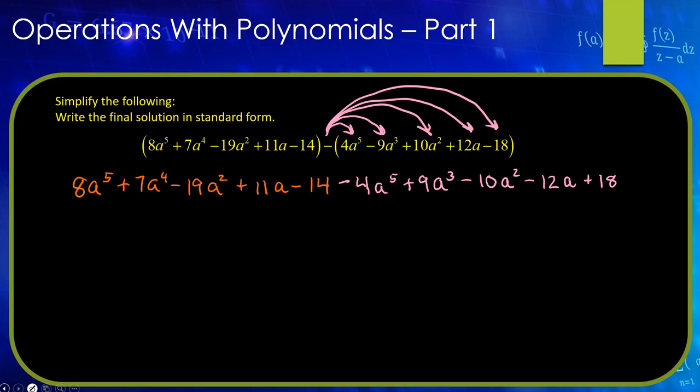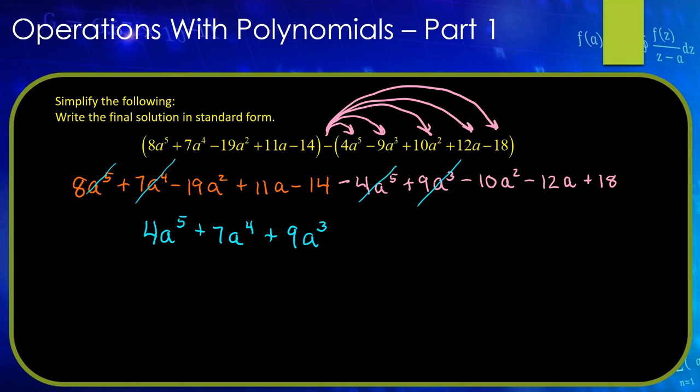So now I'm going to go through and look for like terms, starting with the highest degree. The highest degree I have is a to the fifth, and I do have two terms with that. So 8a to the fifth minus 4a to the fifth is going to give me 4a to the fifth. The next term is a 7a to the fourth. I do not have another a to the fourth term, so let's just move that down. And the same thing with the a to the third. I only have one term with a to the third, plus 9a to the third, so I'm just going to bring that down as well, nothing to do.